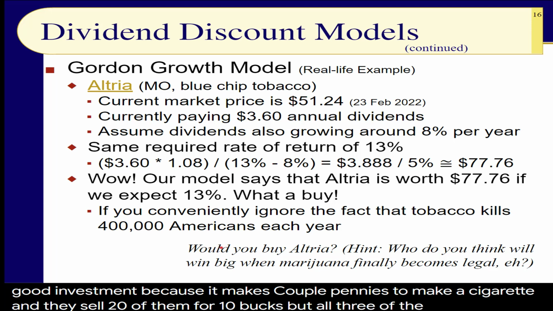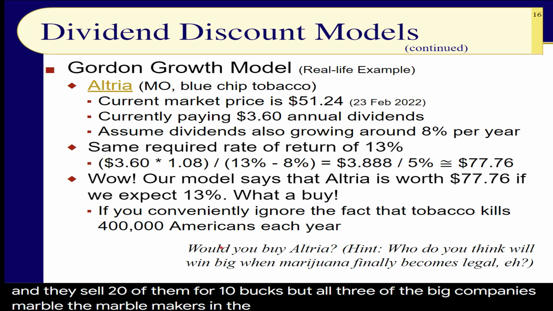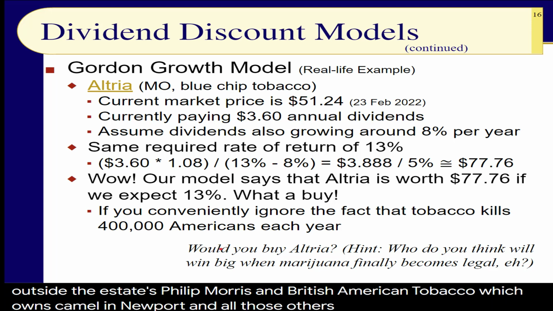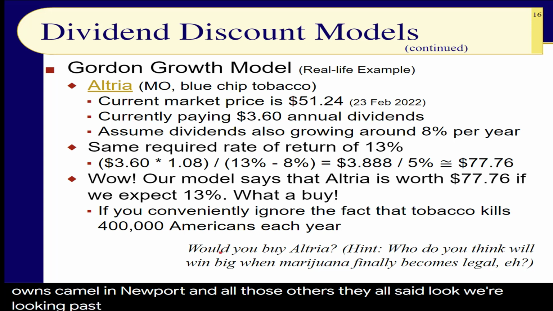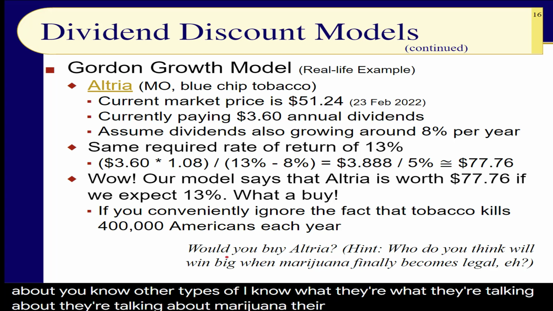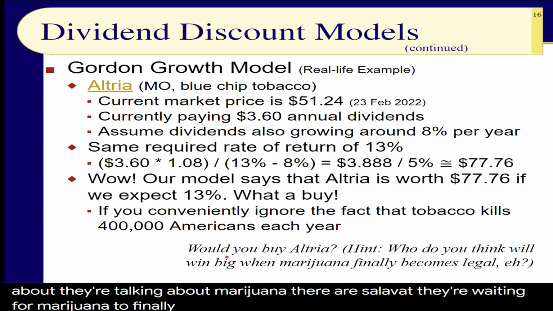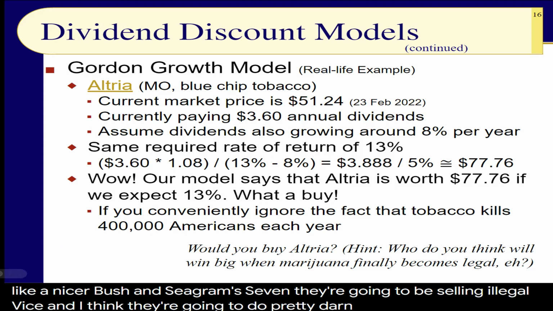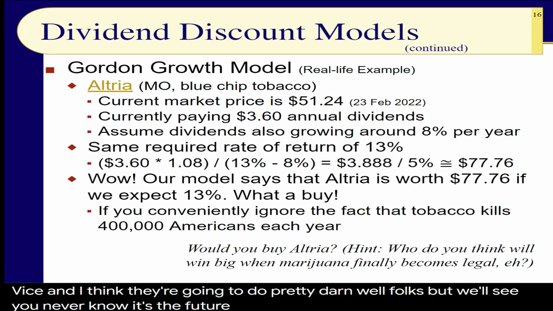But all three of the big companies, the Marlboro makers in the United States, Altria, the Marlboro makers outside the United States, Philip Morris, and British American Tobacco, which owns Camel and Newport and all those others, they all said, look, we're looking past tobacco, cigarettes. We're looking past that. And they talk about other types of, I know what they're talking about. They're talking about marijuana. They're salivating. They're waiting for marijuana to finally become legal. And then they're going to become like Anheuser-Busch and Seagram's 7. They're going to be selling a legal vice. And I think they're going to do pretty darn well, folks. But we'll see. You never know. It's the future. That's why they call it the future.